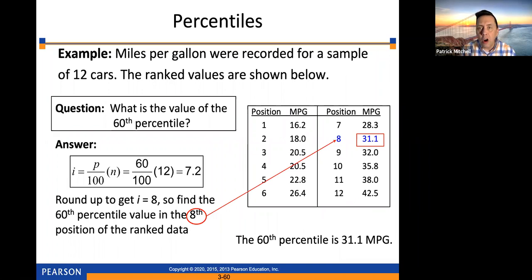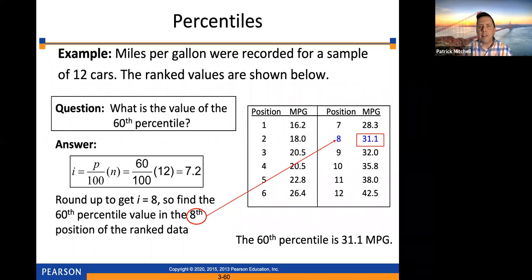All right, so here's an example. Miles per gallon are recorded for a sample of 12 cars, and the ranked values are shown below. These are already sorted in order, and they want to know what is the value of the 60th percentile. The first step is to find 60% of 12, which is 7.2. Because 7.2 is not a whole number, we're going to round it up to get to 8. So the 60th percentile would be in the 8th position. The 60th percentile is 31.1 miles per gallon.